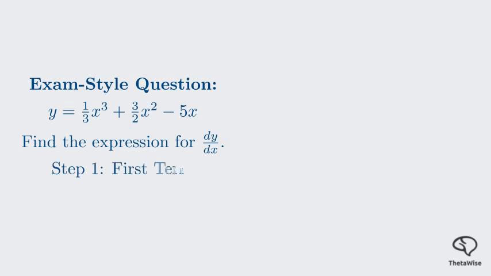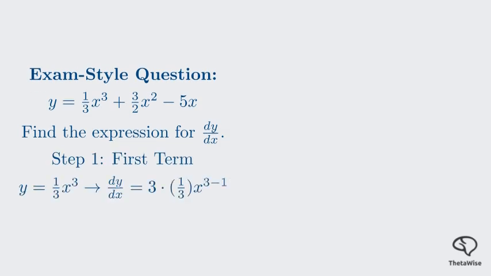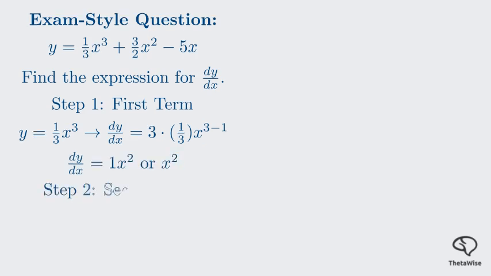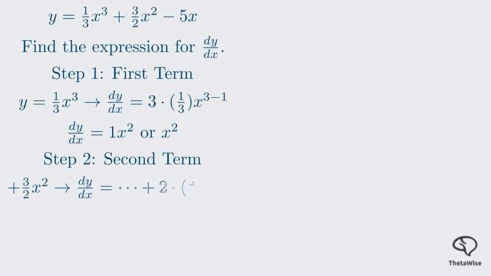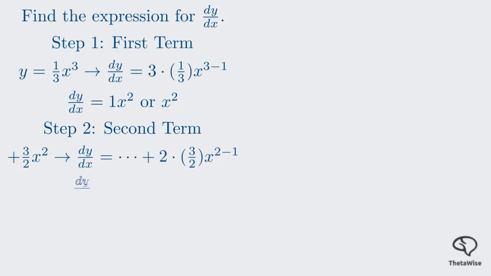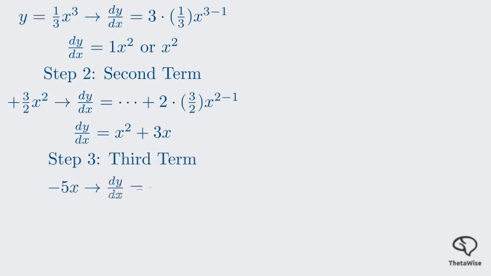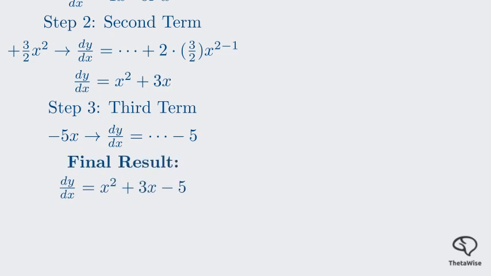For the first term, we bring down the 3. 3 times 1/3 is simply 1. Subtracting 1 from the power gives us x squared. For the second term, we bring down the 2. 2 times 3/2 is 3. Reducing the power from 2 to 1 gives us 3x. Finally, for minus 5x, the derivative is just the coefficient, which is minus 5. So, the gradient function for this curve is x squared plus 3x minus 5.